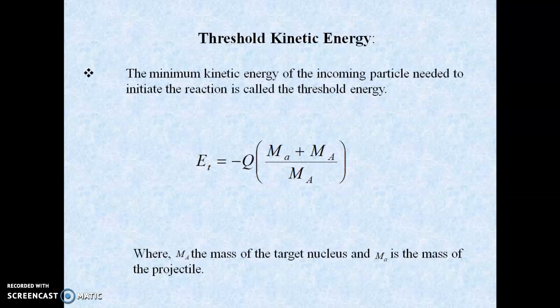So we express the threshold energy as Et equal to minus Q times (Ma plus MA) by MA, where MA is the mass of the target nucleus and Ma is the mass of the projectile.